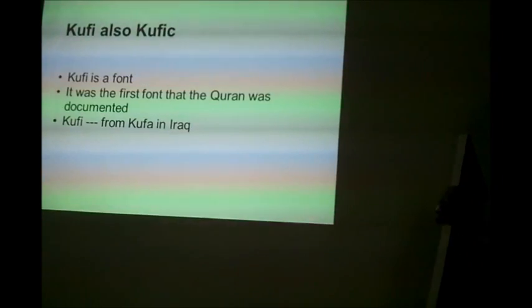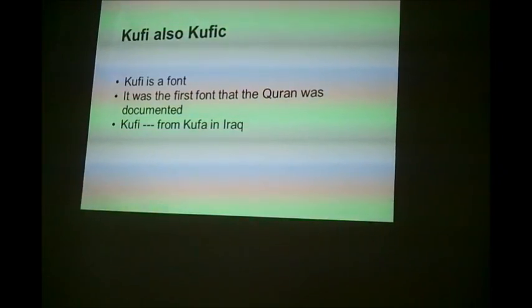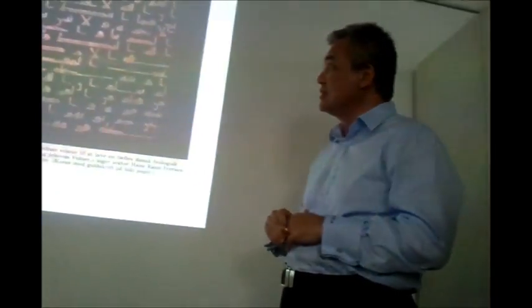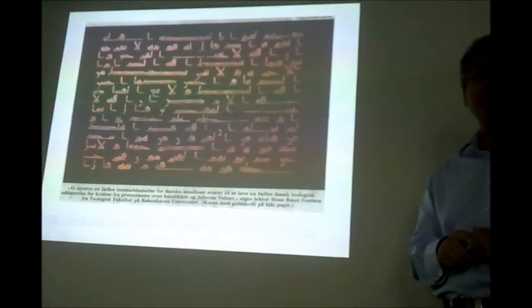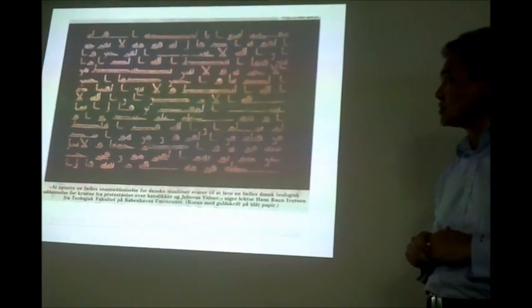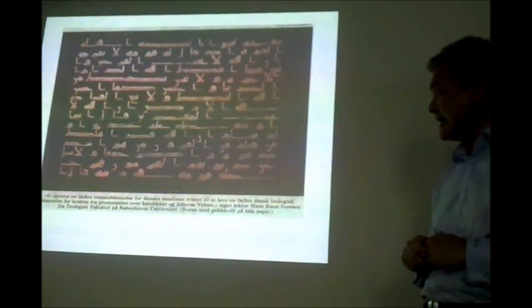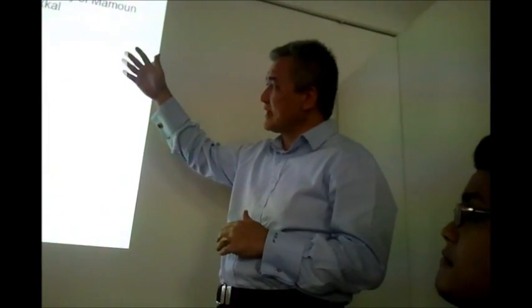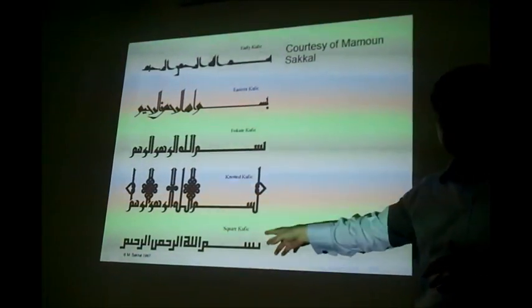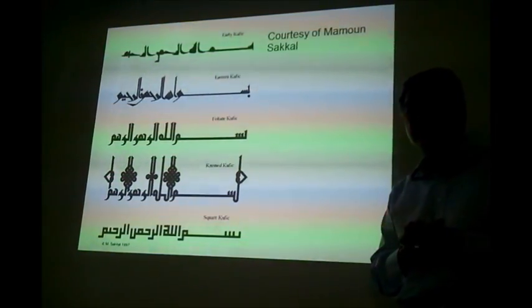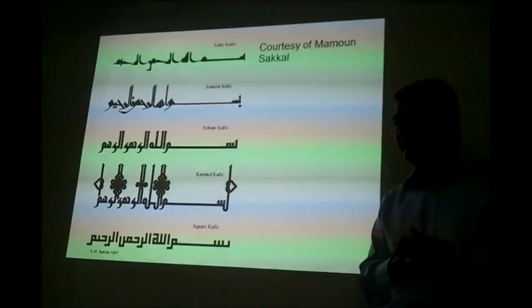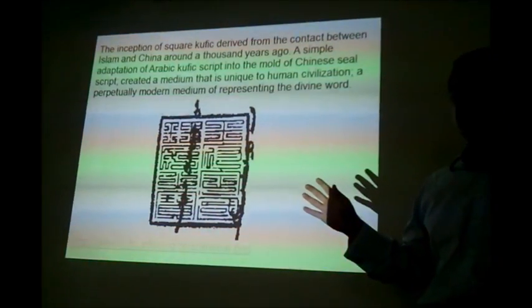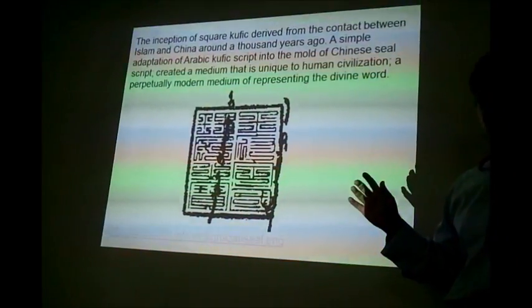Okay, Kufi is a font. It's an Arabic font, and it was the font that was used when the Quran was first documented, around 1400 years ago, when the alphabet was pretty simple, with fewer letters than the 29 today. It went through transformation. But square Kufi actually didn't appear until about the 13th or 14th century, and it appeared along the Silk Route when the Islamic Empire met Chinese culture.